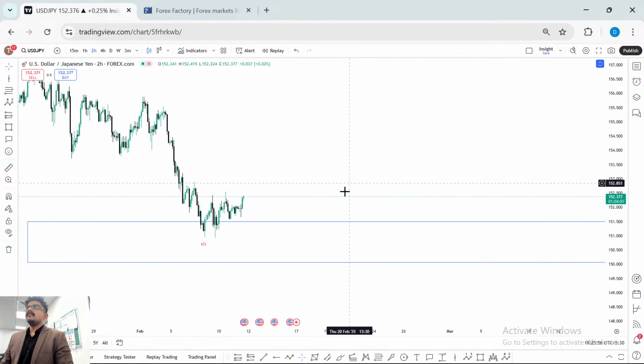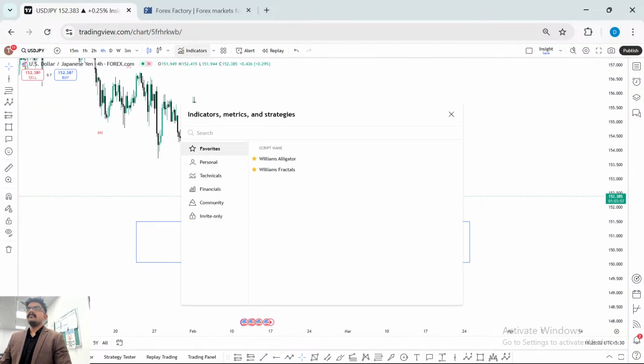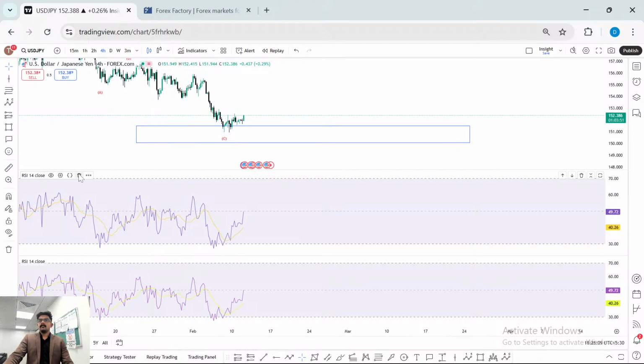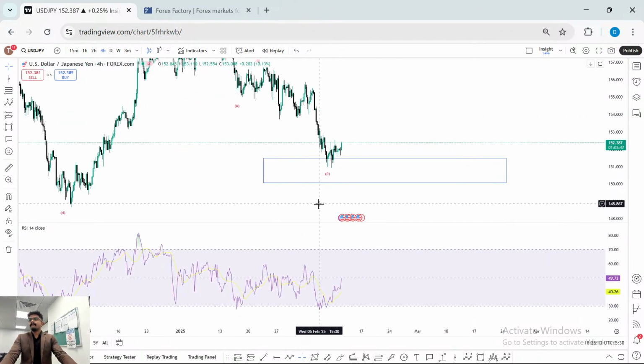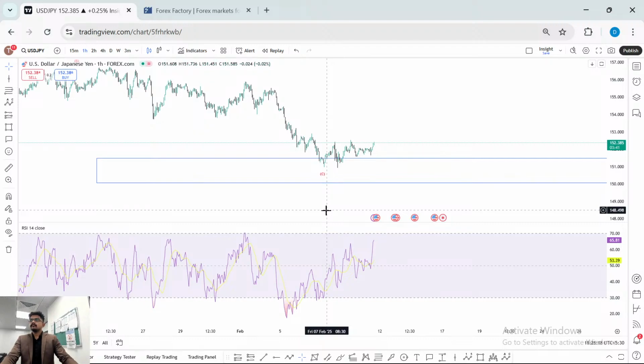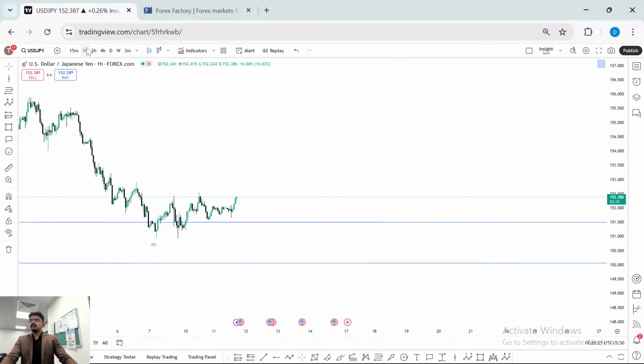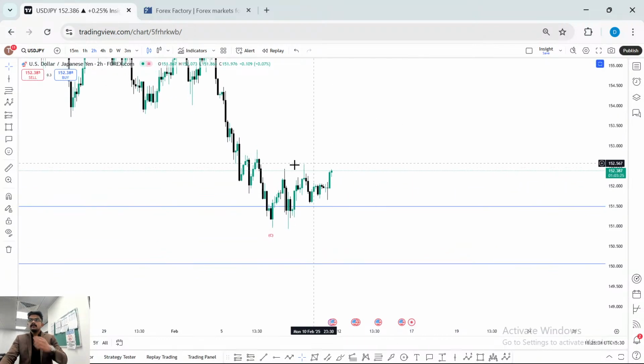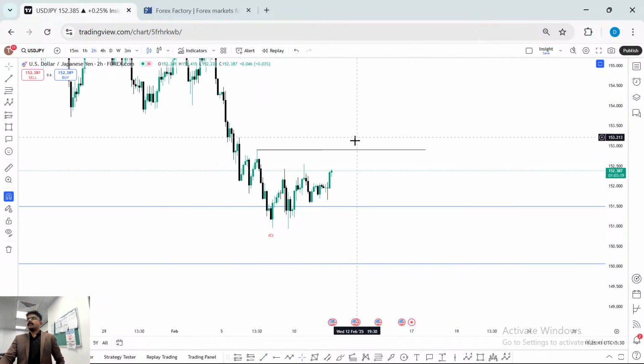Now moving to 2 hours, we have not got any kind of confirmations here, so let's wait for that. Fine. So this particular structure has to break, only then we can plan for buys.